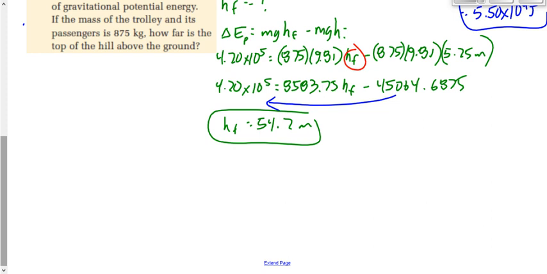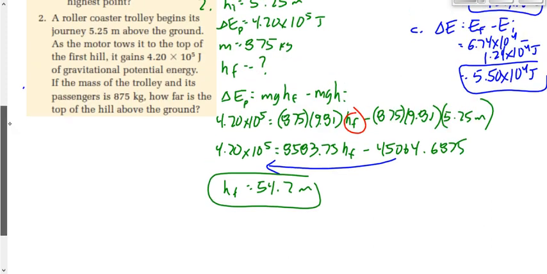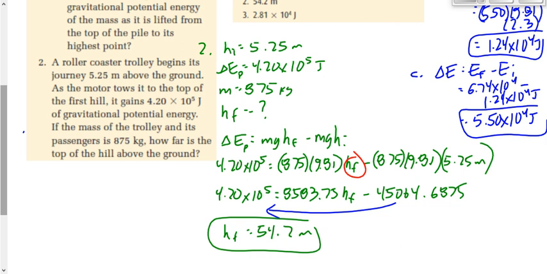54.2 meters. Now, some of you got an answer that was like 48 or something like that. Well, where does that come from? If you said EP is equal to mgh, and rearranged that, H is equal to EP over mg, then you get an answer of something like 48. 48 point something, I think it was. But that's not right. You understand why that's wrong?